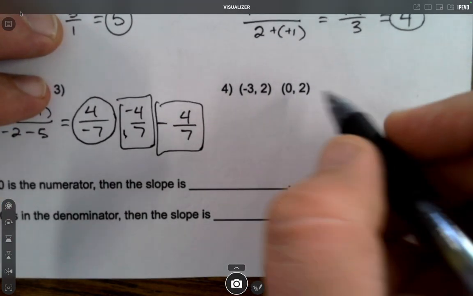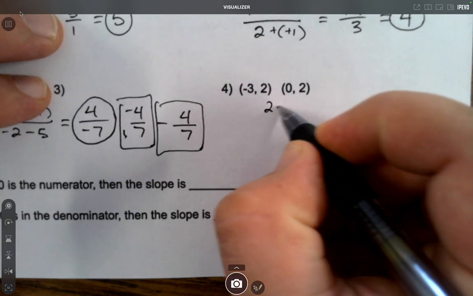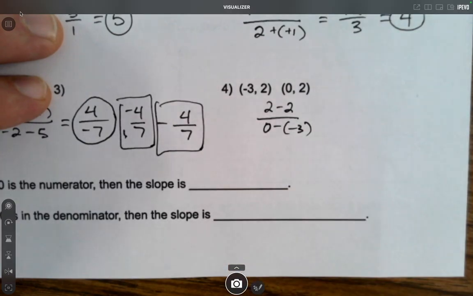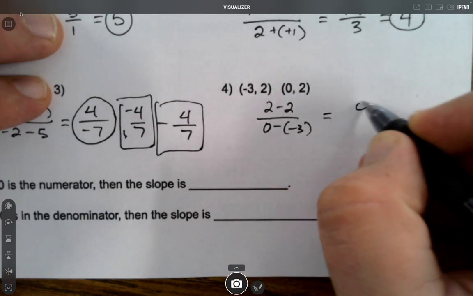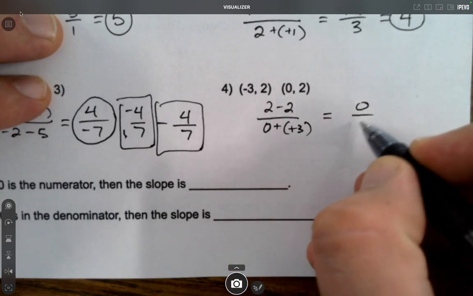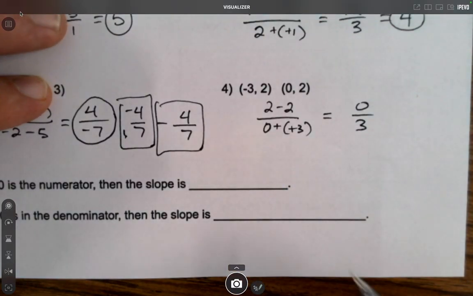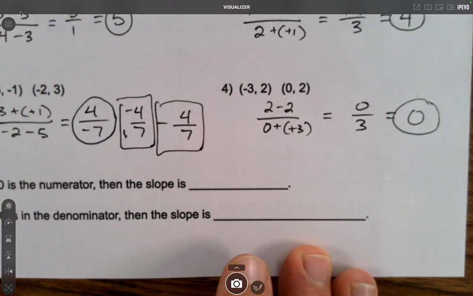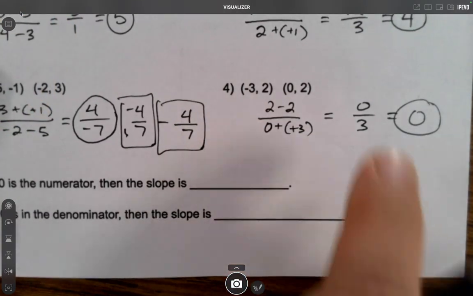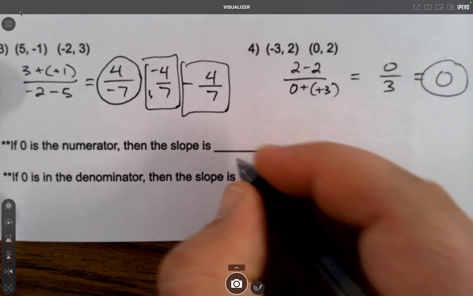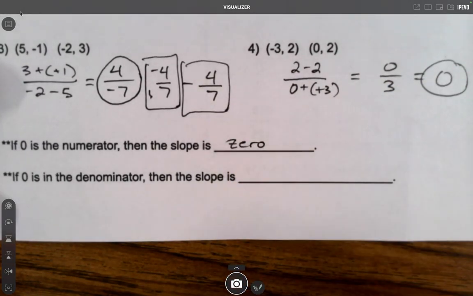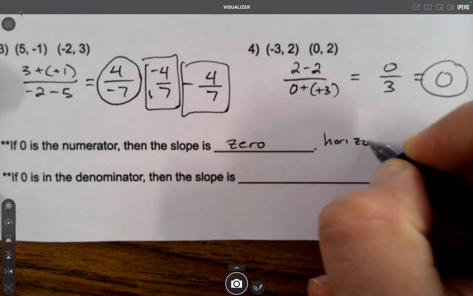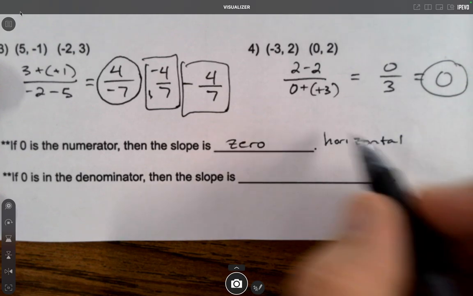Number 4, y2 minus y1 over x2 minus x1. 2 minus 2 is 0. This changes to a 3. And 0 divided by 3 is 0. So when 0 is in the numerator, that's the top of the fraction like it was here, then the slope is 0. And that happens when you have horizontal lines. Because a horizontal line is flat, it has no slope up or down.